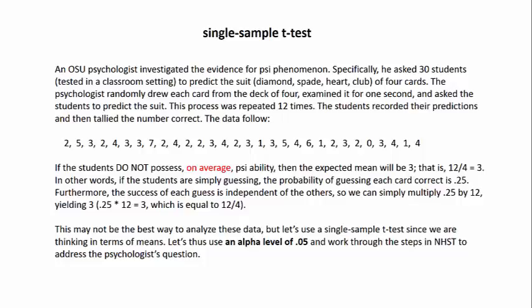Now, what is the expected standard deviation if students are just guessing? That we don't have. So here's an instance where we have a predicted mean, or a mean under the null hypothesis, but we do not have the standard deviation given to us in the problem. So we're going to go ahead and analyze this data with a single sample t-test, and we're going to use an alpha level of 0.5.